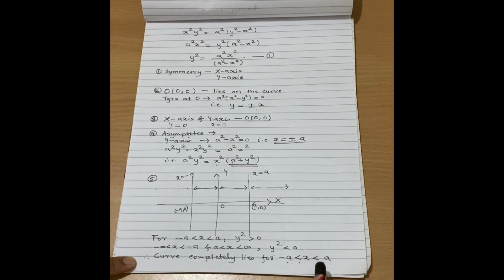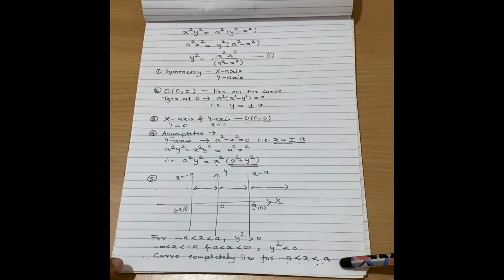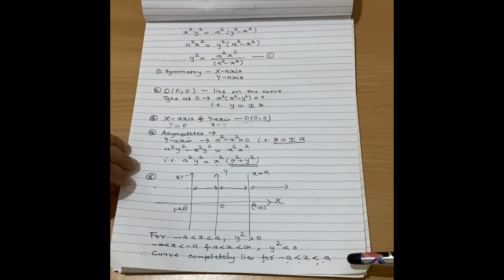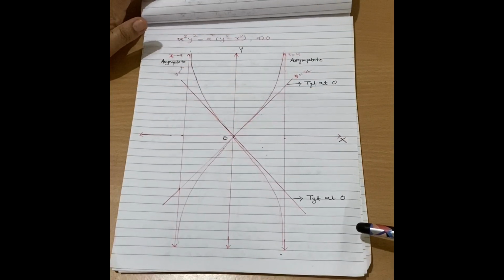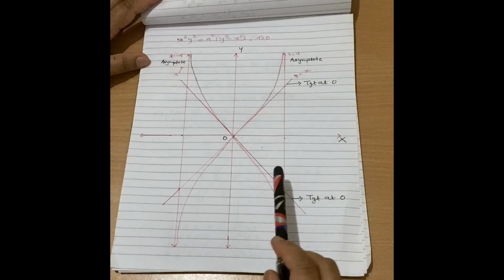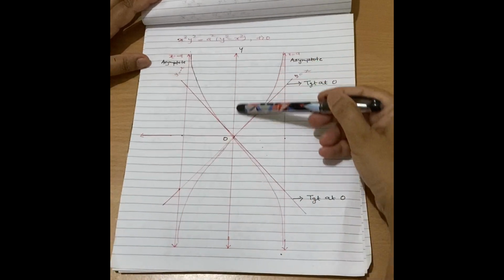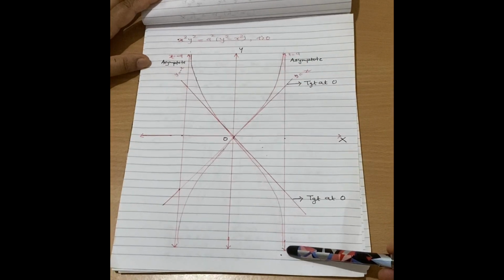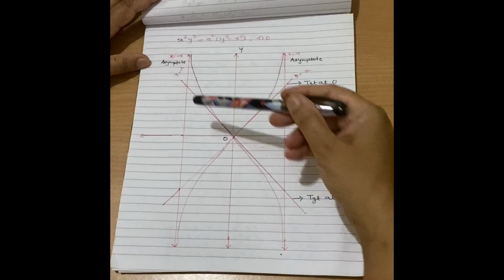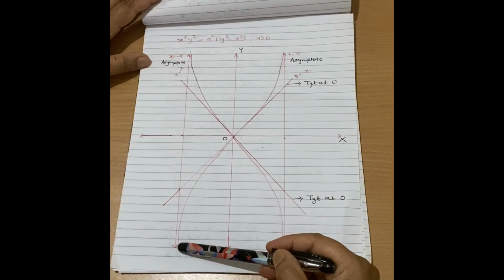So by using the observations, the approximate shape of the curve is given by, so this is my x-axis, this is my y-axis. This line is x equal to a, which is an asymptote to the curve. This line is x equal to minus a, which is again an asymptote to the curve.